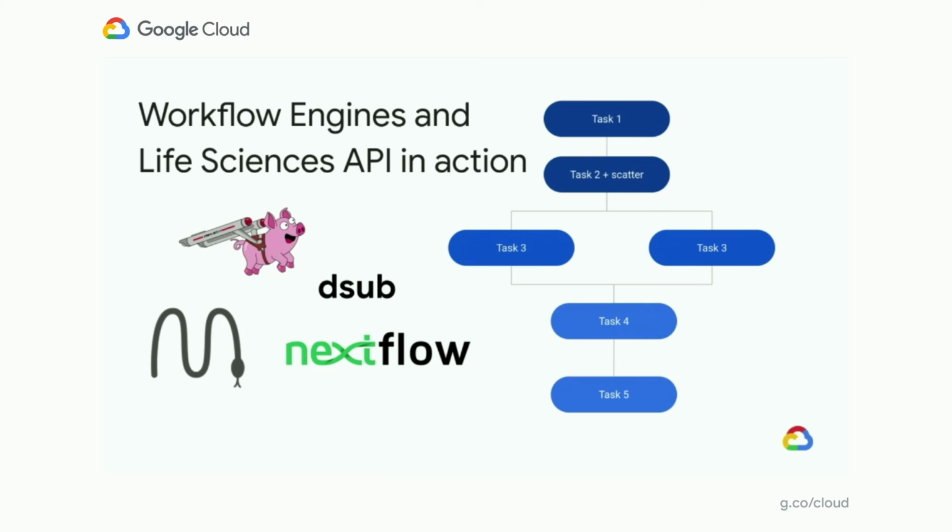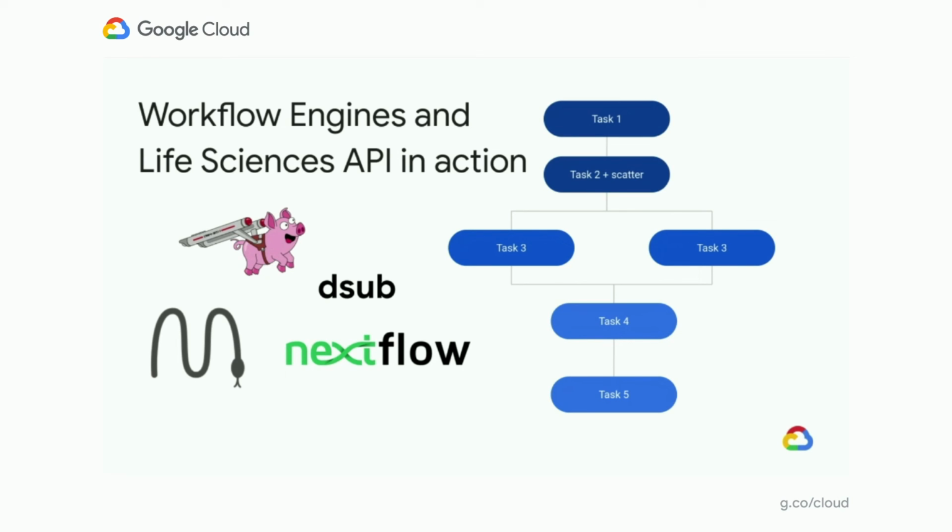Several workflow engines or batch job managers like dsub take advantage of the Life Sciences API. This includes Cromwell, as we said before, which was developed by the Broad, Nextflow, which we will see later in the demo, and Snakemake, which is a recent addition. All these workflow engines have very active user communities, with many standard and sample pipelines on GitHub that you can easily run.